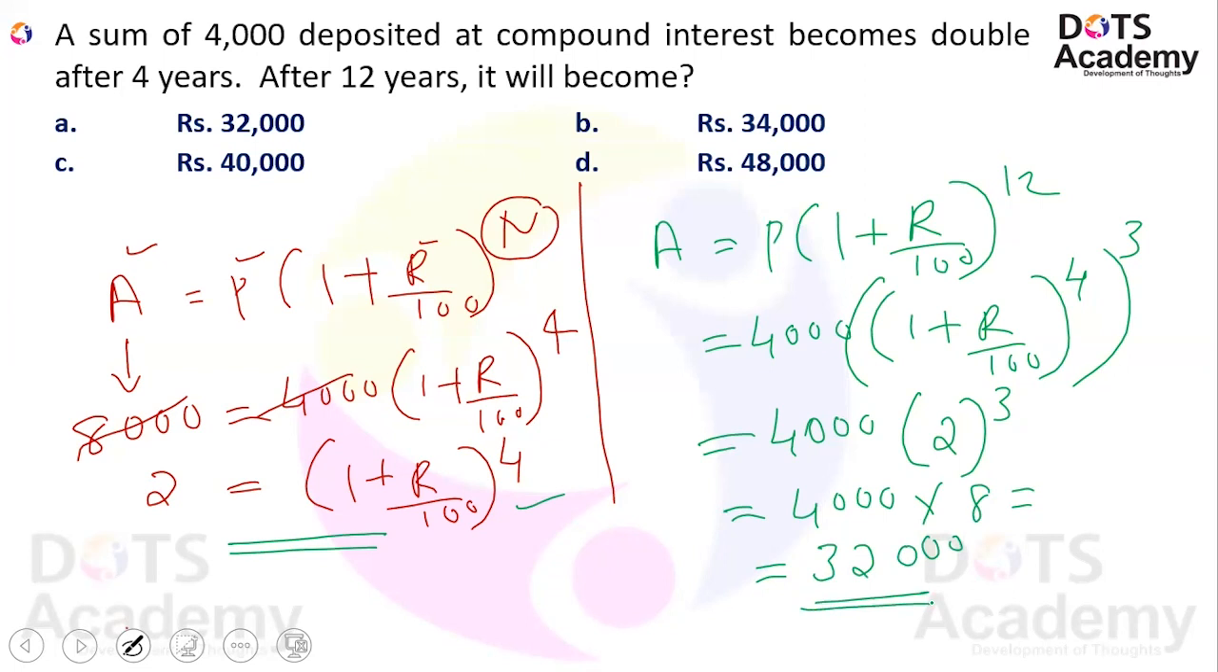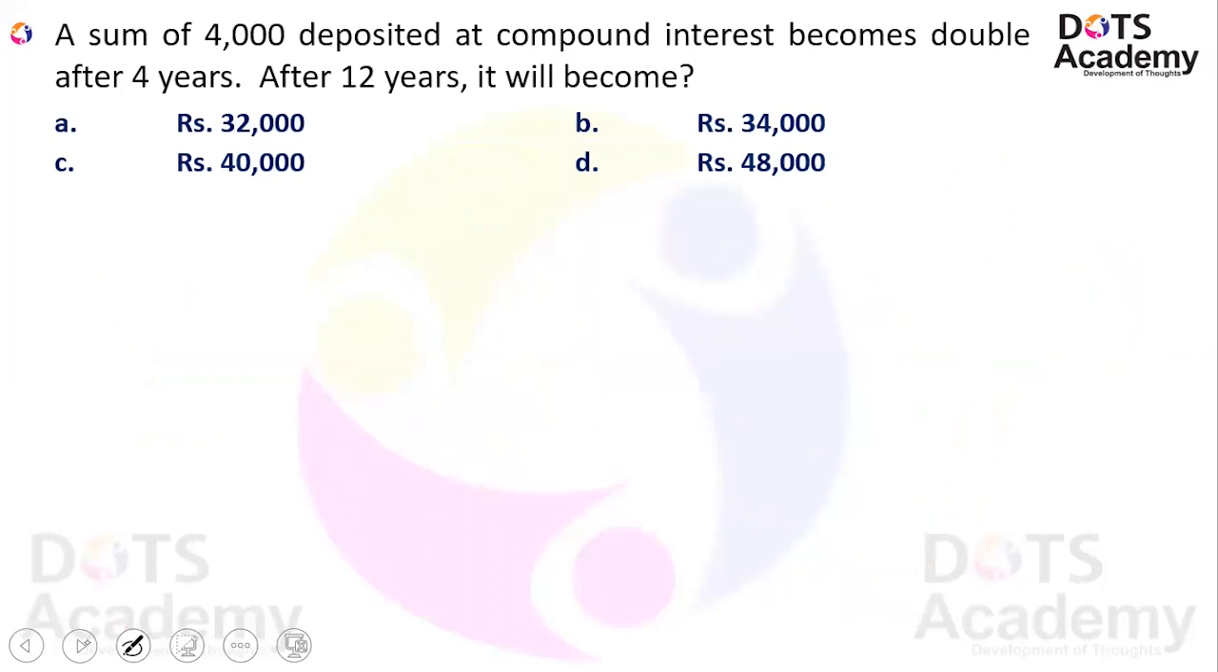We are preparing for SSC examination, and time management is very important in this examination. So shortcut methods are necessary. So we can solve the same problem using shortcut methods. It is given that the principal 4,000 rupees amounted to 8,000 rupees, because it is given that principal 4,000 rupees becomes double after 4 years. That is, 4,000 becomes 8,000 in 4 years.